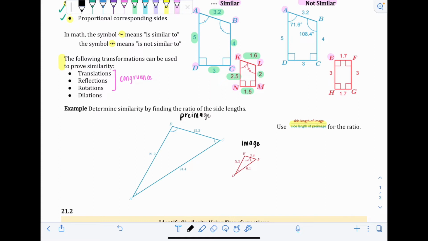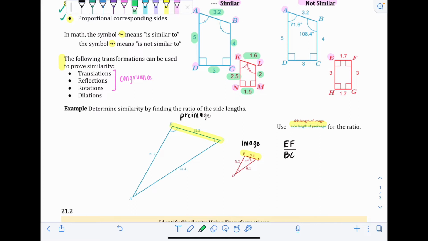So before we can actually find the ratios, I just want to set up a little mini formula for this problem where we pair up the corresponding sides. So one side on the image is EF. One ratio is going to be EF over the side length of the corresponding side on the pre-image, which is BC. So over BC.